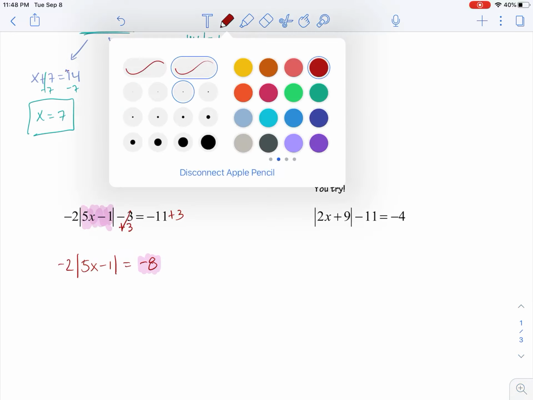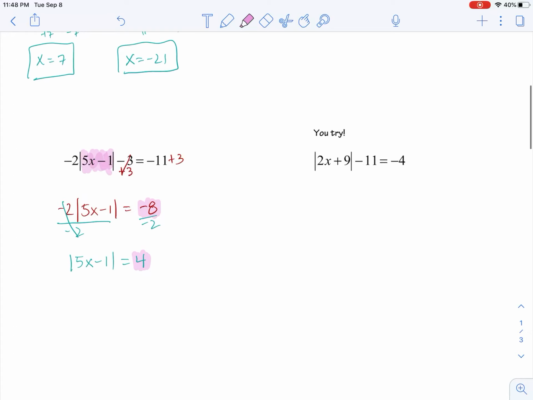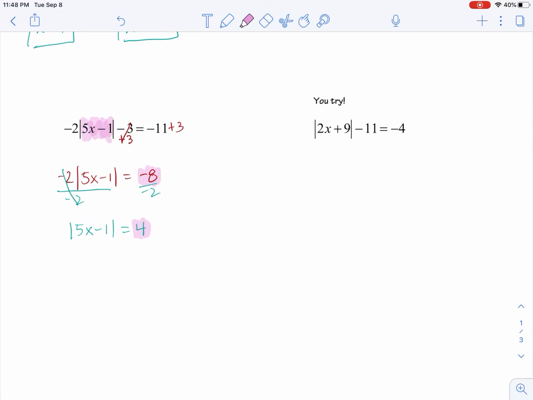So let's work on it. Let's divide both sides by negative 2. So let's do that, and let's do that. And now we get that 5x minus 1 is equal to positive 4. We've isolated our absolute value. We've checked to see that this is not negative. We can totally solve this problem. And we're going to solve it for 4 and for negative 4.